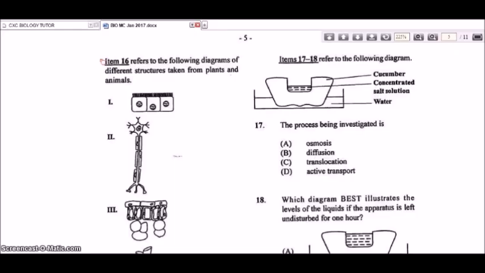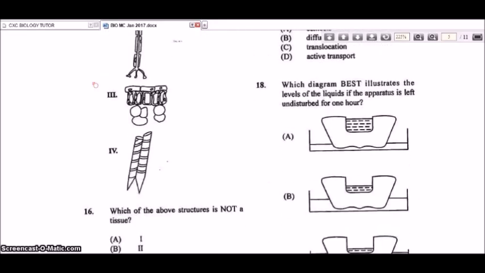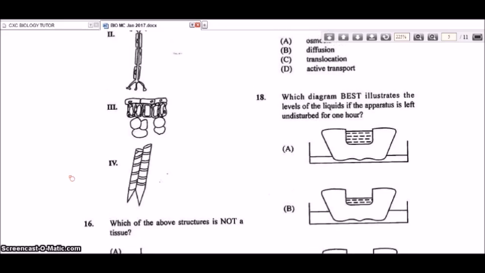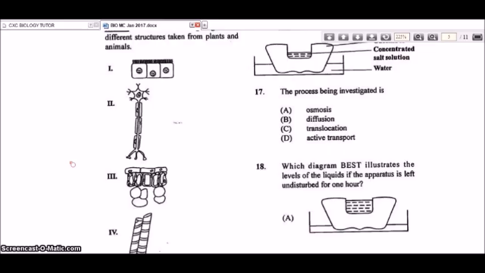Item 16 refers to the following diagrams of different structures taken from plants and animals. So question 16, which of the above structures is not a tissue? So let's examine these structures carefully. So 1 looks like it's pointing at a set of epithelial cells, and you can see some cilia along the membrane of the cell. 2 is pointing at a motor neuron. So that is a cell, a single cell.